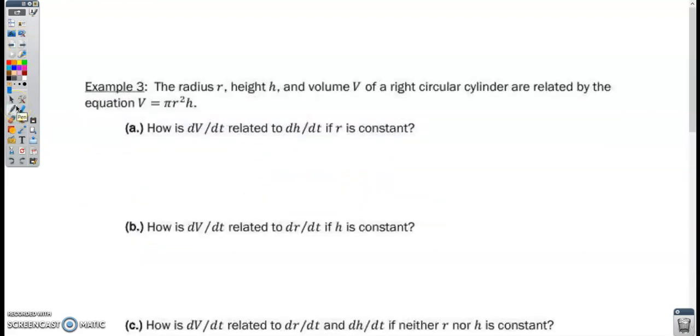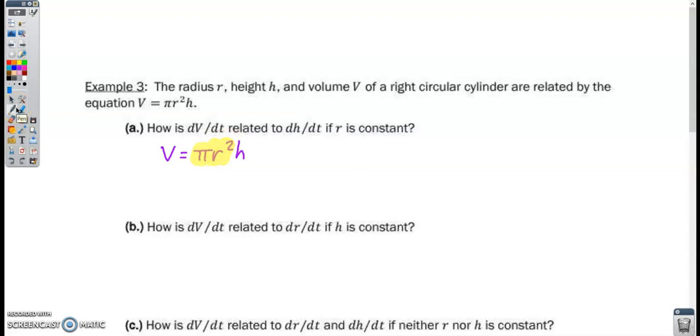All right, example 3. The radius, height, and volume of a right circular cylinder are related by the equation V equals pi r squared h. How is dV/dt related to dh/dt if r is constant? So if we have V equals pi r squared h, if r is constant, that makes all of this right here constant. So that's just a constant multiple.